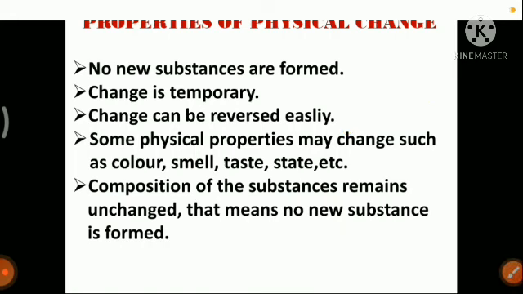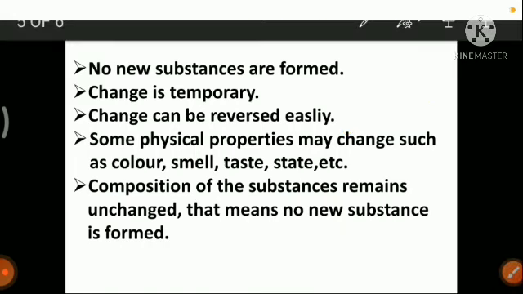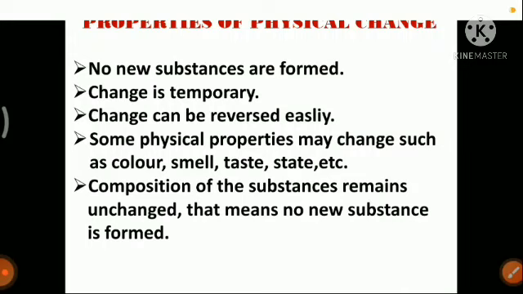So by looking at these properties, we can say whether the change is physical or chemical. If in an exam you are given 2 or 3 changes and asked to describe which is a physical change and which is a chemical change, how can you describe it? We can describe it by observing these properties.